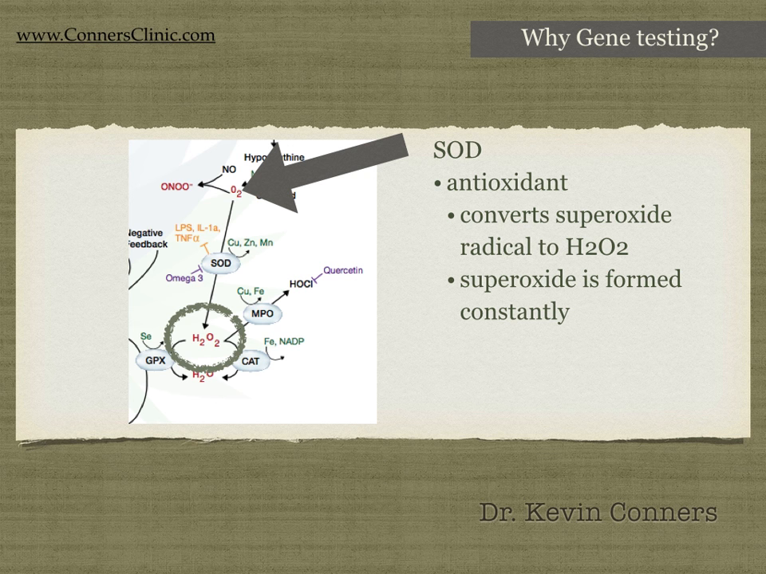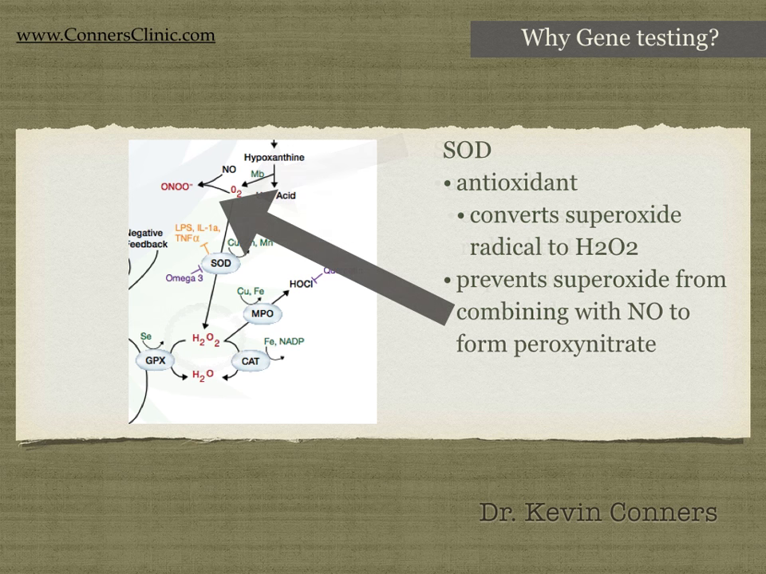When we make too much superoxide, in the case scenario of someone having a defect on the SOD gene, they will not be able to convert superoxide into hydrogen peroxide. They will have an excess of superoxide, and that does a whole bunch of damage in your body and makes you sick. So it converts superoxide radical into hydrogen peroxide. Superoxide is constantly formed in your body. So this is what it looks like.